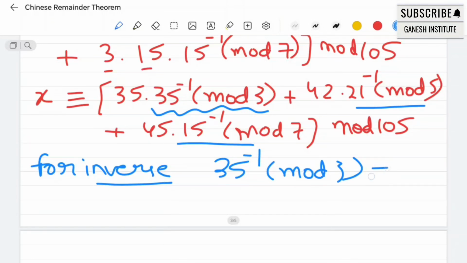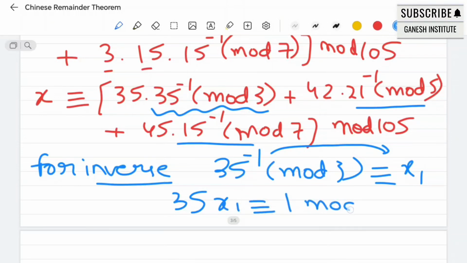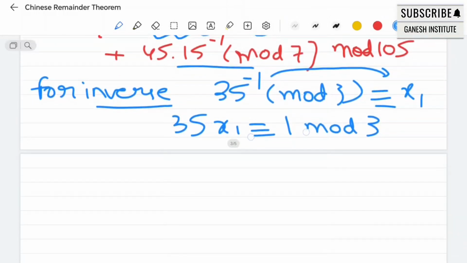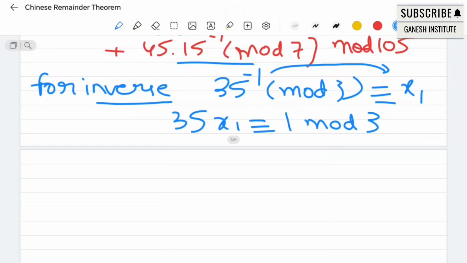Assume it as if it is x1. Okay. So can I write it as, if you take this 35 inverse here, it will become 35 x1 congruent to 1 modulo 3. Okay. So 35 x1 is congruent to 1 modulo 3.